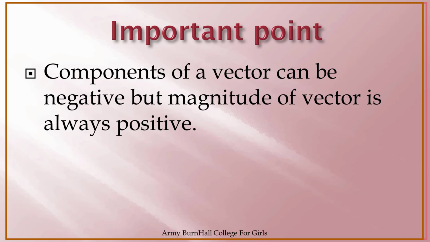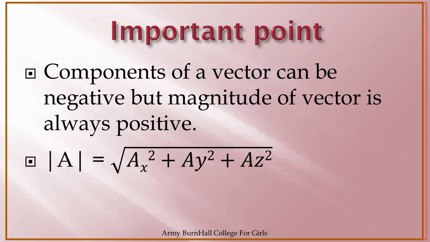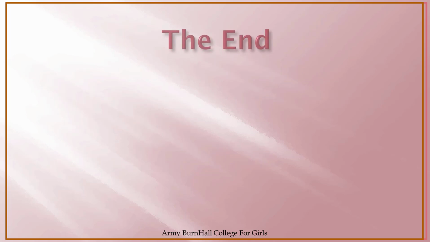What is the reason? Because of the formula you have calculated: the magnitude of A is the square root of ax square plus ay square plus az square. If we put in the value of a component, even if it is negative, due to the square it will become positive. Okay, so that was all for today's lecture.